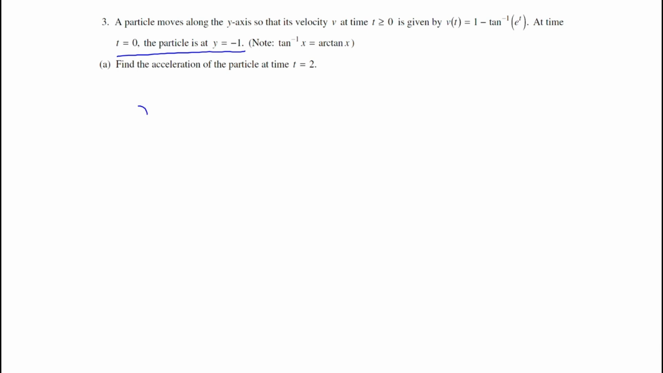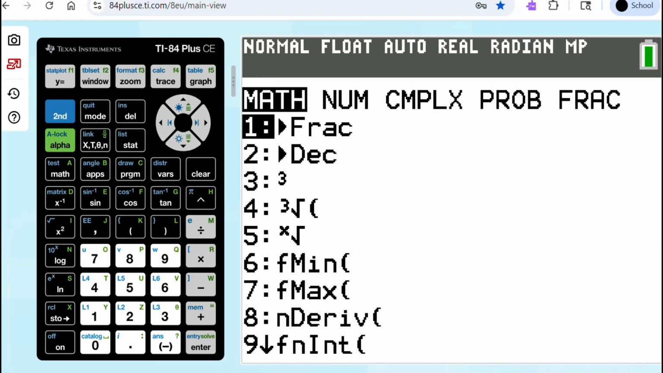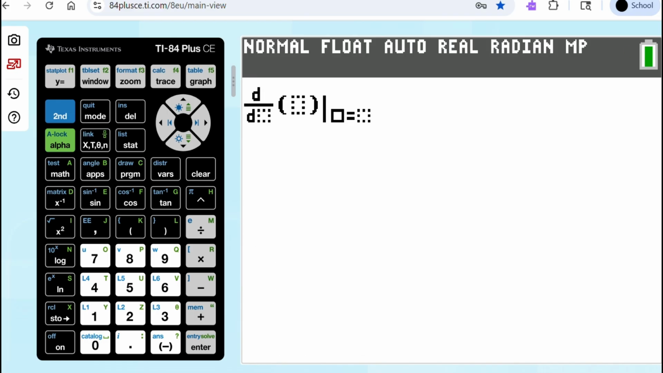Well, we know that acceleration is just the derivative of the velocity. So if we want the derivative of the velocity at 2, we can just take the derivative there and evaluate it at 2. Conveniently, this is a calculator question, so we don't even have to worry about finding the derivative by hand. We're going to go to our calculator. We're going to hit Math. We're going to go down to option number 8, nDeriv. We'll do a derivative with respect to x, even though our function's in terms of t. That's how we do it on the calculator. We always do them in terms of x.